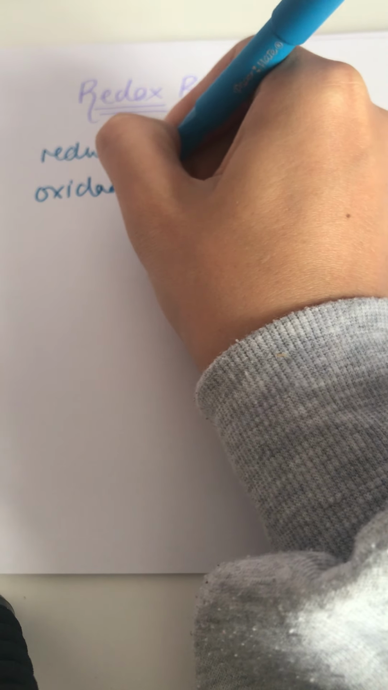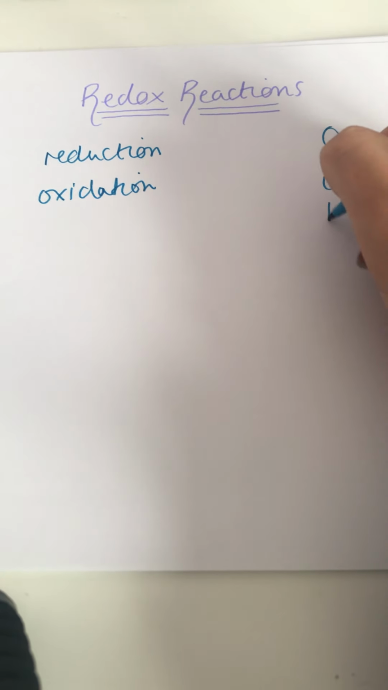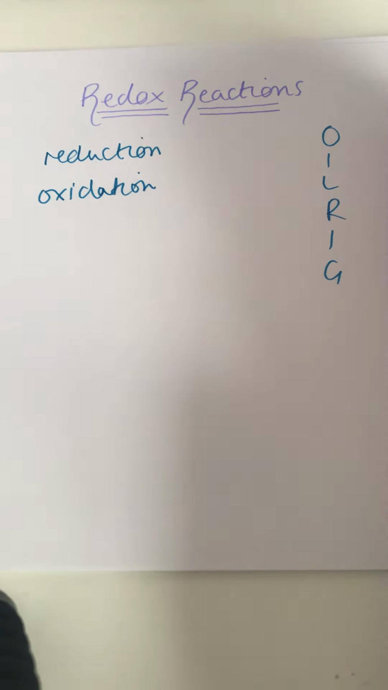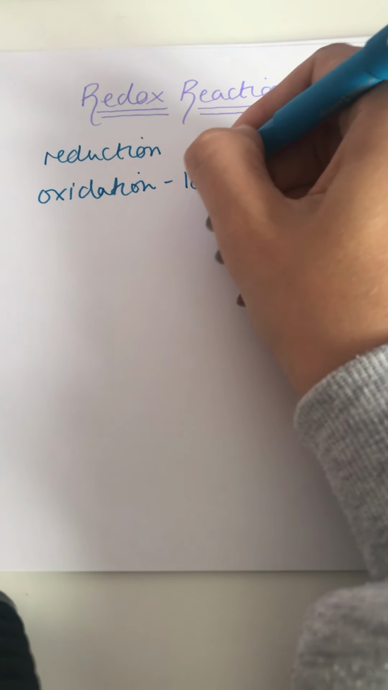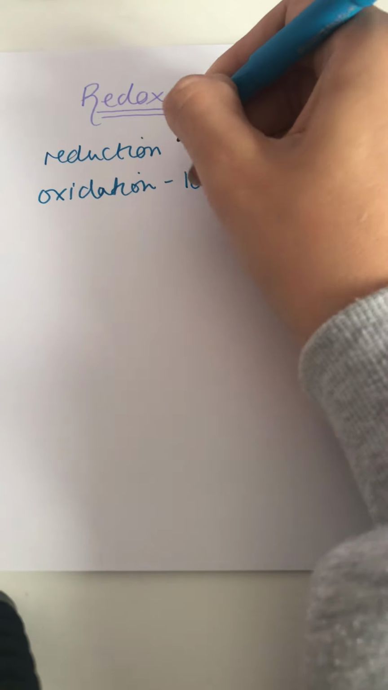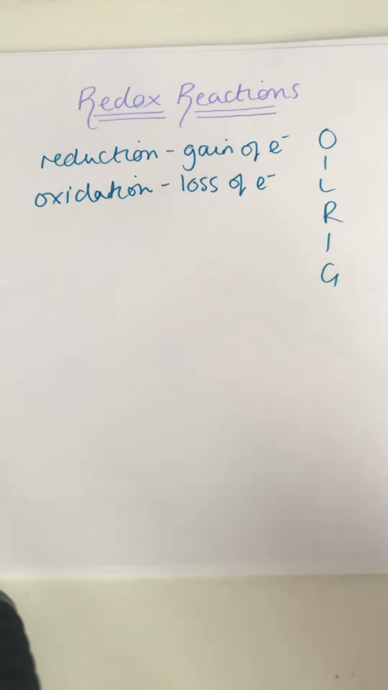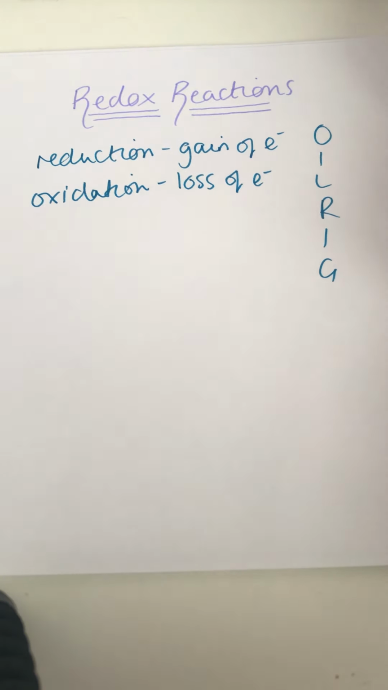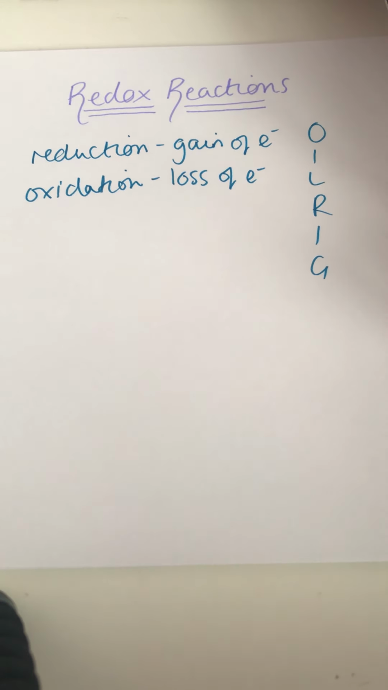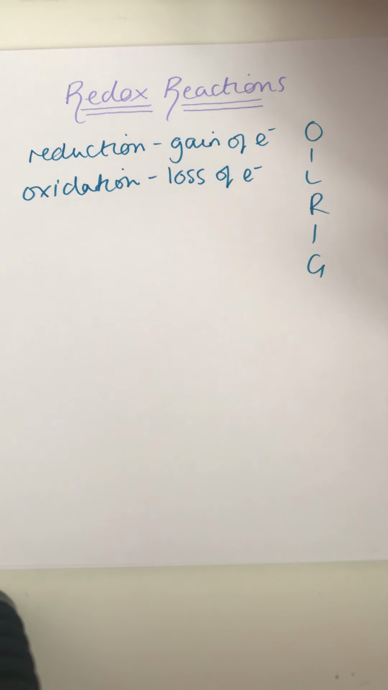Now, I always find it easiest to remember OIL RIG. So the idea that oxidation is loss of electrons and reduction is gain of electrons. Now, that should ring some bells from GCSE. Now, overall then, this means that any redox reaction will always involve the movement of electrons.